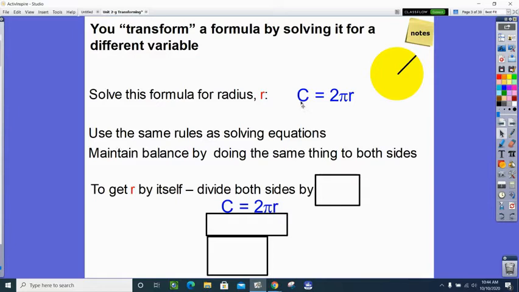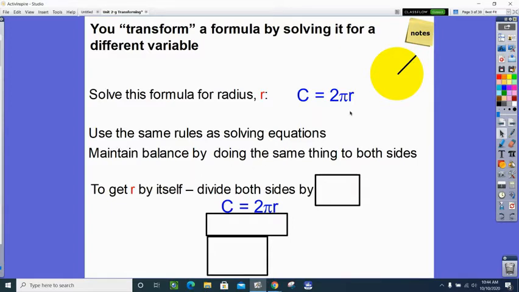And remember, in equation solving, when we want something to go to the opposite side, we do opposite operations. So you're going to use the same rules, except this time you're going to be potentially moving things that are variables, not just numbers. So you're going to maintain the balance. Whatever you do to one side of the equation, you have to do to the other. And of course, you're going to show those steps.